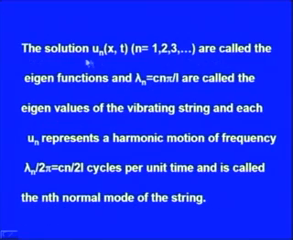The solutions u_n(x,t), n taking values 1, 2, 3 and so on, are called the eigenfunctions, and λ_n = cnπ/L are called the eigenvalues of the vibrating string. Each u_n represents a harmonic motion of frequency λ_n/2π. Since λ_n is cnπ/L, λ_n/2π is equal to cn/2L cycles per unit time, and it is called the nth normal mode of the string.